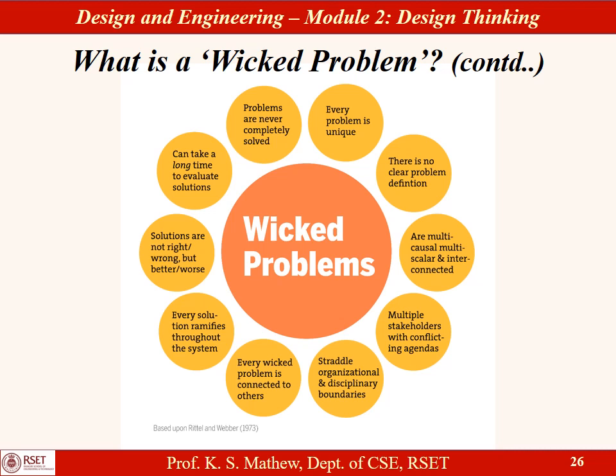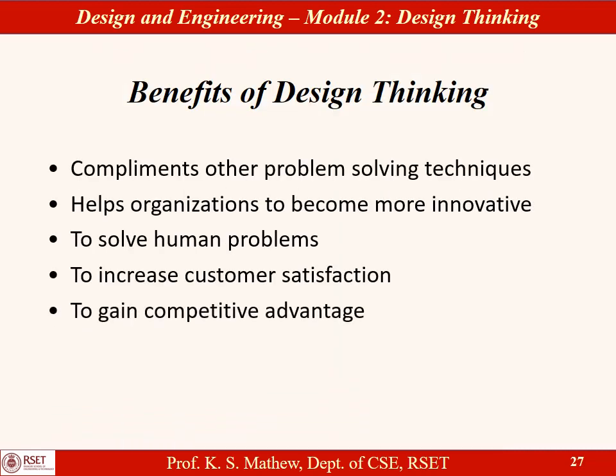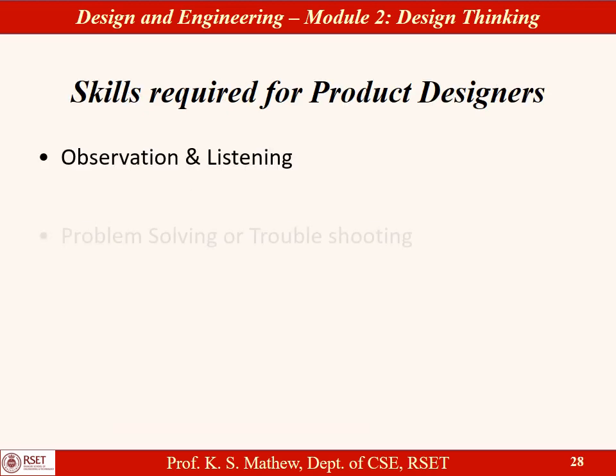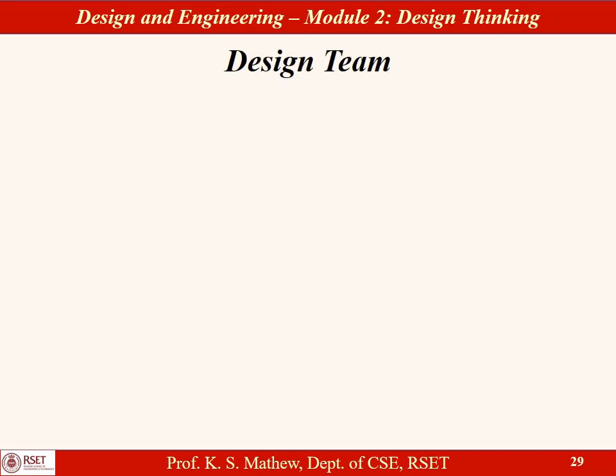So this is another slide. You can read that and find what the characteristics of a designer are. So when you form a design team, you need to have people with all these skills. As an individual, one person may not have all these skills. One person may be good at logical thinking, but he may not be good at creative thinking. Whereas an artist or a creative person may be good at creative thinking, he may not be good at logical thinking. One person may be good at problem solving, one person may be good at decision making.